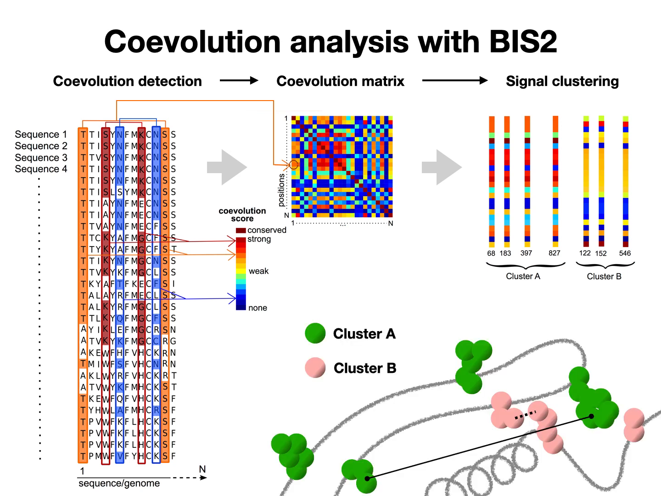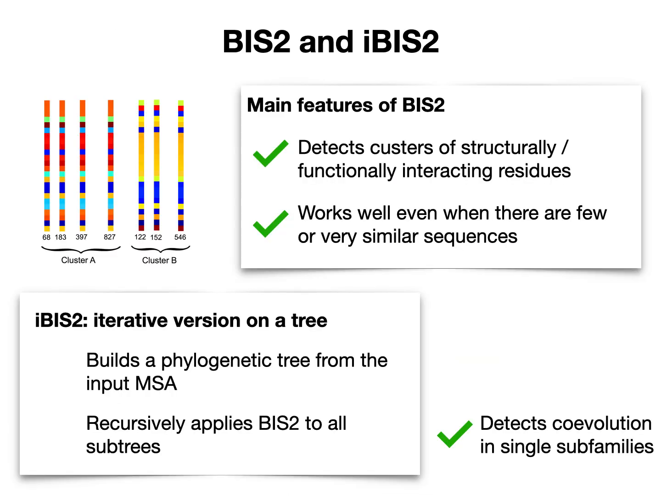Residues belonging to the same cluster are not guaranteed to be structural neighbors, but they will have a direct or indirect, structural or functional interaction. This method is not based on amino acid type frequencies in the input MSA, and is thus robust even when the sequences are very similar, or very few, and do not show much variation.